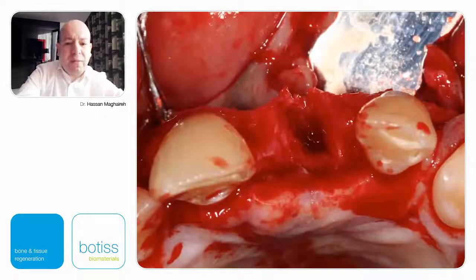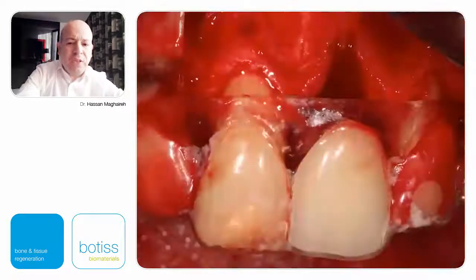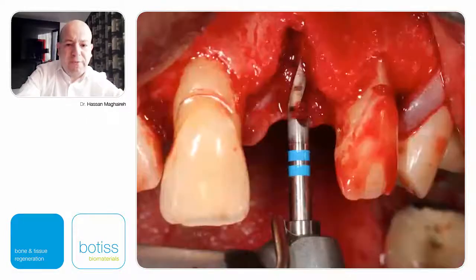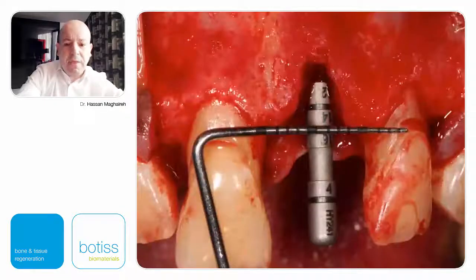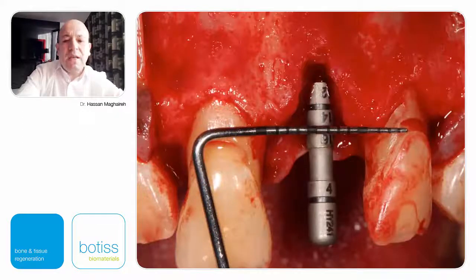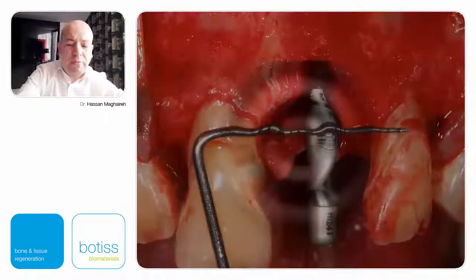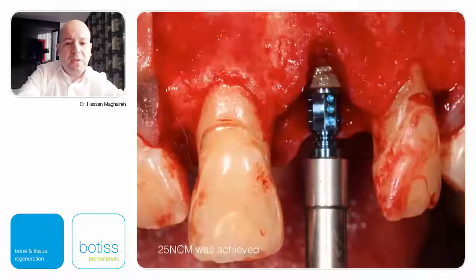So you raise the flap as you would do. You clean the socket gently, try to preserve the labial flap, and use your surgical guide to place your dental implant. You place your dental implant in the correct position. We're going to talk about the ideal position from a 4-dimensional implant placement to give you the best results. And then you place your dental implant.